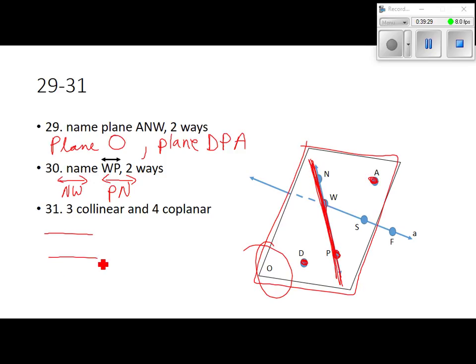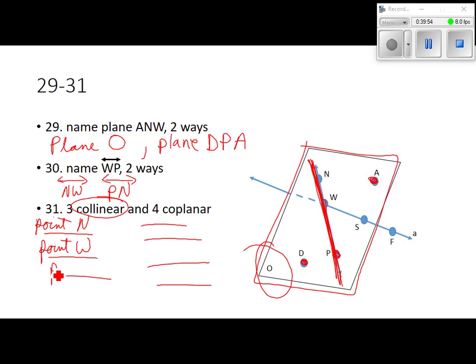3 collinear points. They gave you blanks. All they wanted was you to write it out. Point, and then pick 3 points that are on the same line. What we just said, points I would have probably picked, looking at that line that I just traced right there, I would have probably picked point N. Remember, collinear means on the same line. Point N, point W, point P. Those are collinear.